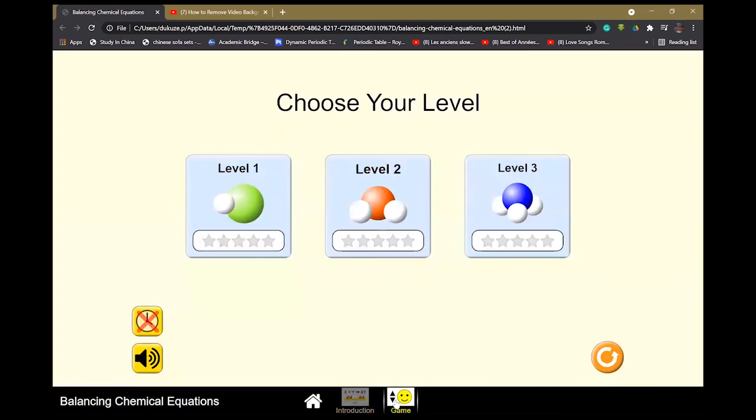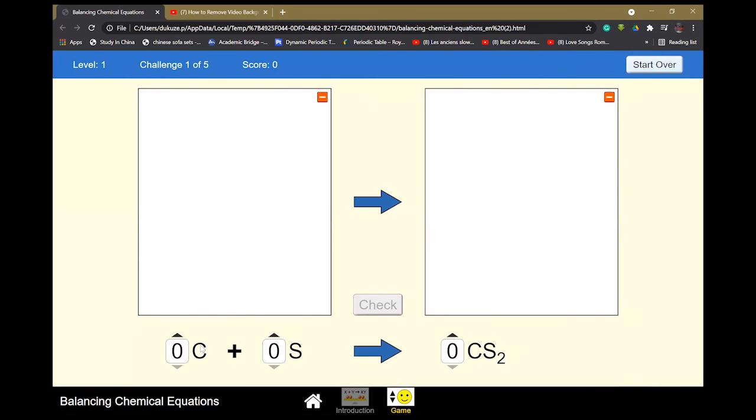Now here is the game. You have to choose the level you want. I will show you an example. You choose the level, and then with the exercise you have here, you have to make it balanced. So I will balance one for you to let you know how it looks when you get the right answer.